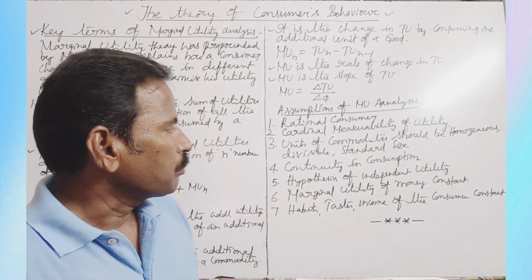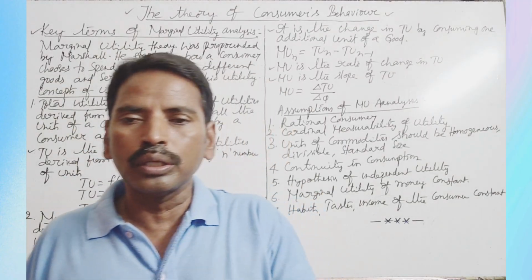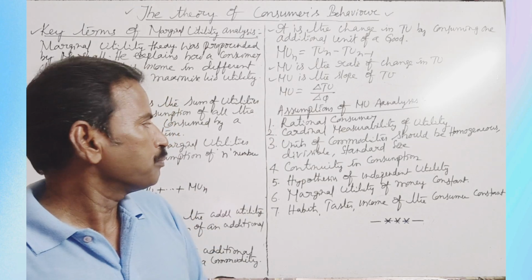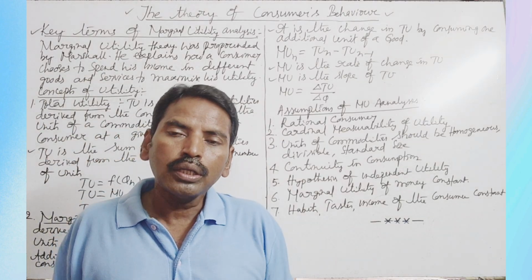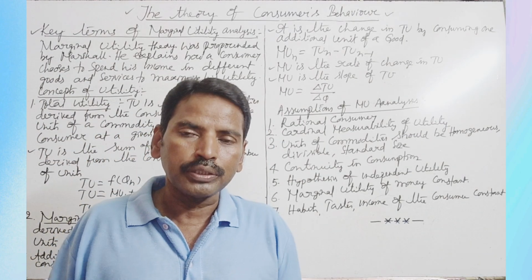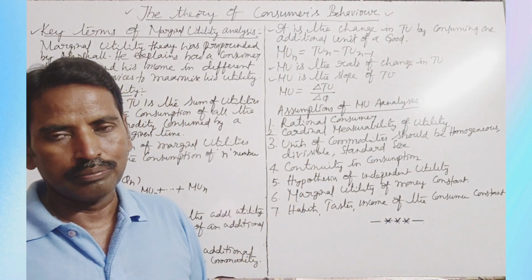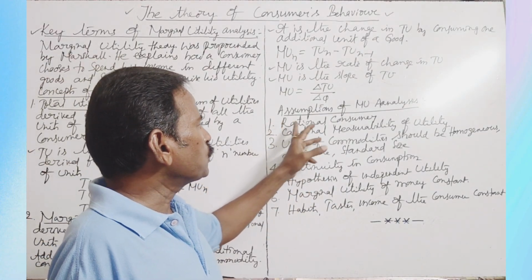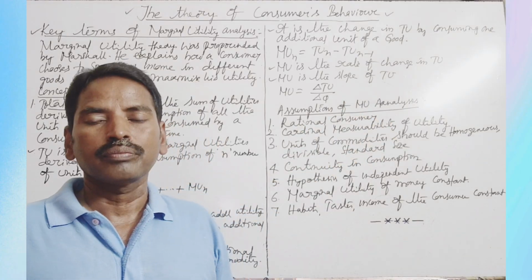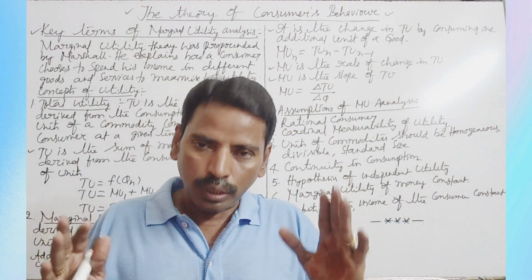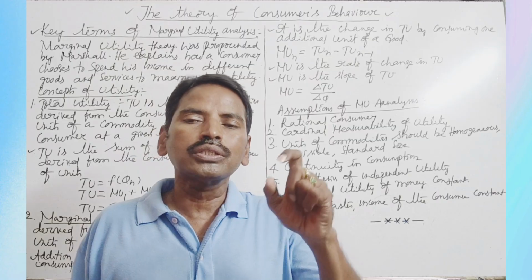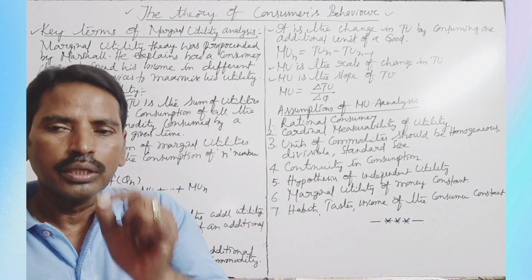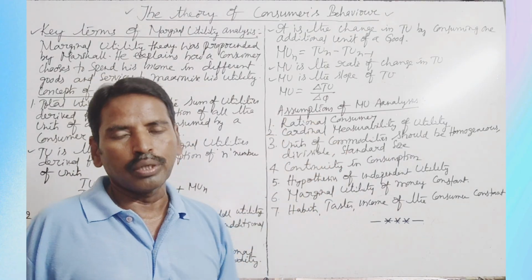Next, basic assumptions of marginal utility. The marginal utility analysis mainly depends upon some assumptions. One is that the consumer is a rational consumer. A rational consumer is a consumer who always seeks maximum satisfaction with his limited income. He is called a rational consumer.